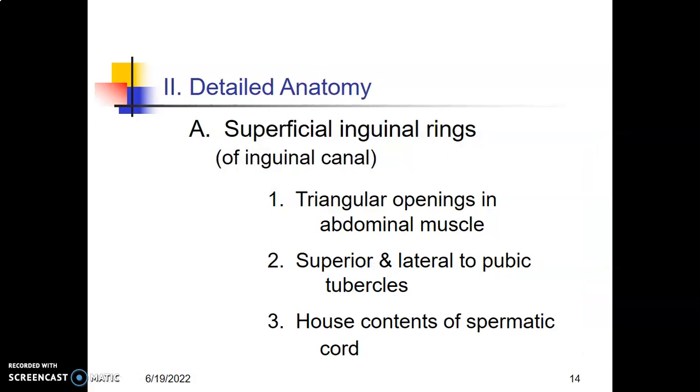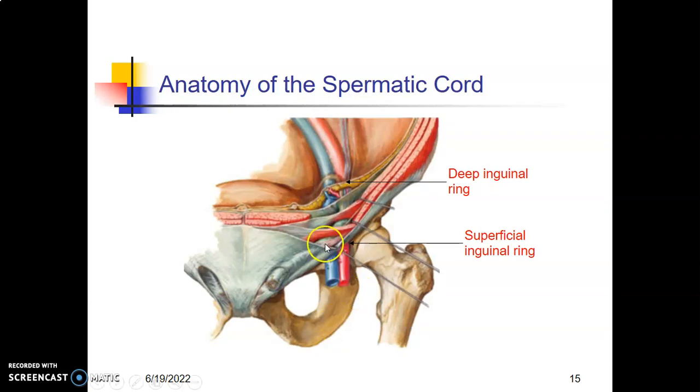Then we have the superficial inguinal rings, which we said are modifications of the external oblique abdominis muscle. So they are triangular openings in the abdominal muscle, and they are usually superolateral to the pubic tubercle. We said 1 centimeter above the pubic tubercle. And these superficial inguinal rings actually have the contents of the spermatic cord. So this is the inguinal canal. This is the superficial inguinal ring, and this is the deep inguinal ring.